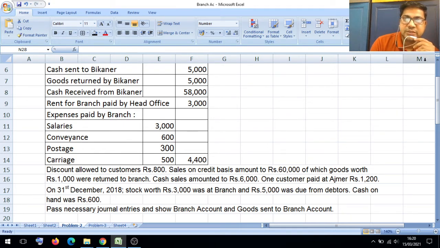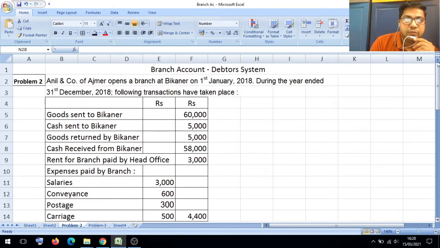Now friends, in this particular problem, we can say that Anil and Company of Ajmer is the head office. Their head office is located at Ajmer, and the Bikaner branch is located at Bikaner.